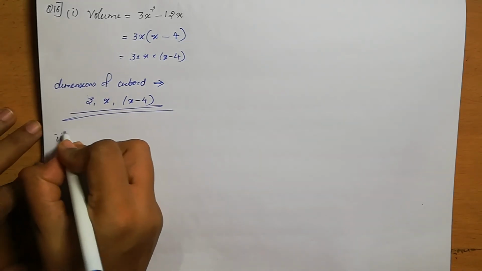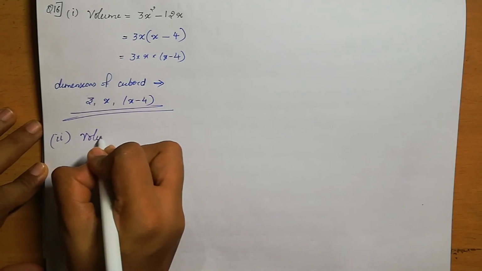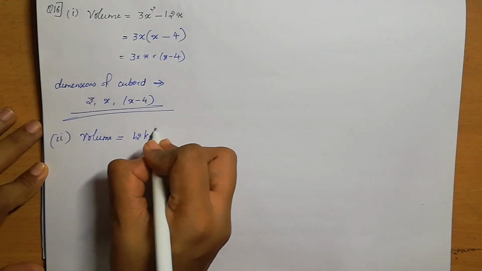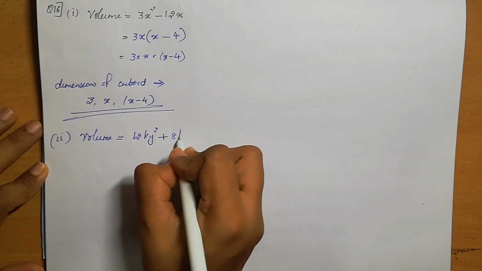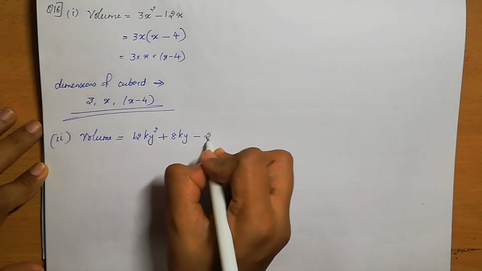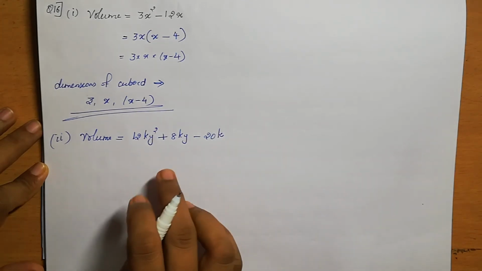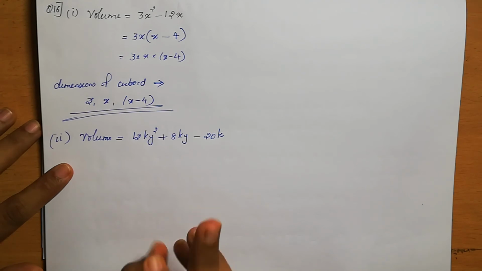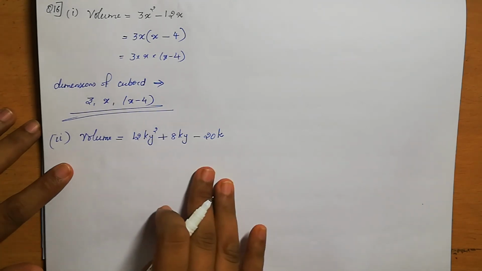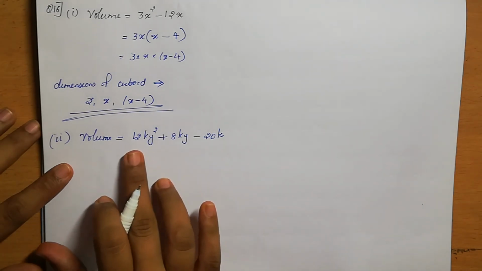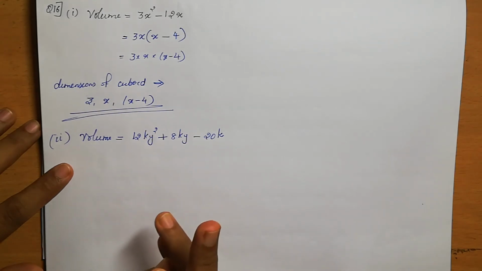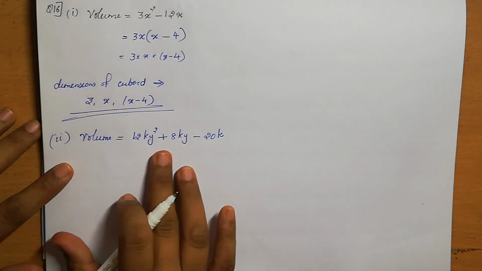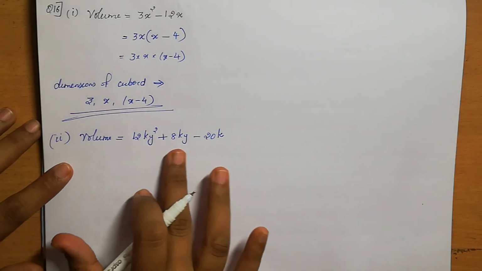Second one. Volume equal to 12ky square plus 8ky minus 20k. Here also we are going to find the dimensions. That means LBH we need to find, right? That means 3 factors we need to find out from here also. Here also we can see that there is only one square term. If it is 2 square terms, what can we do? We can split the middle term and find the solution. But here there is only one square term, so what do we need to take? We can take common from these 3 terms.